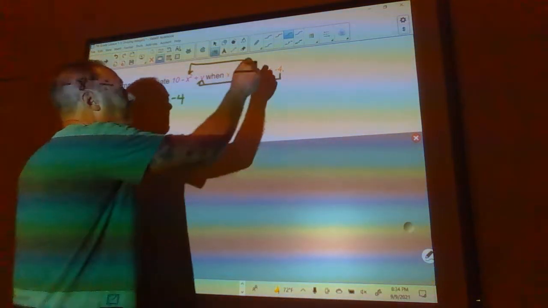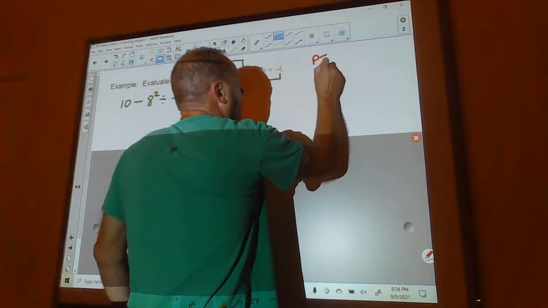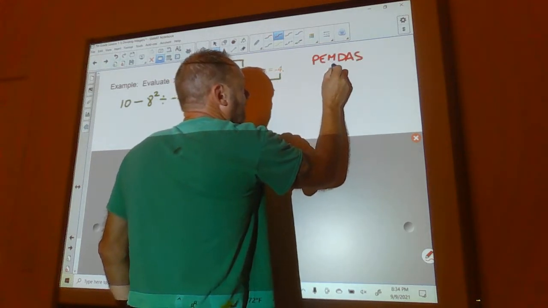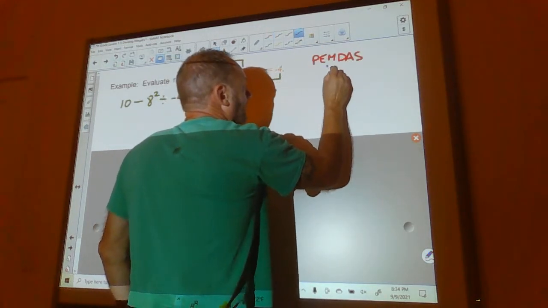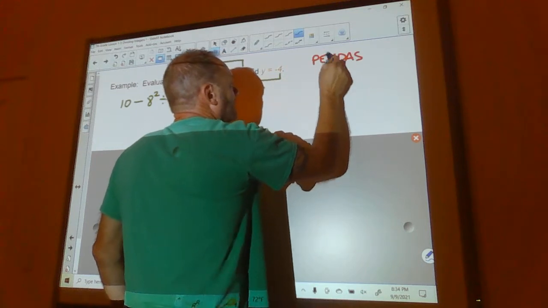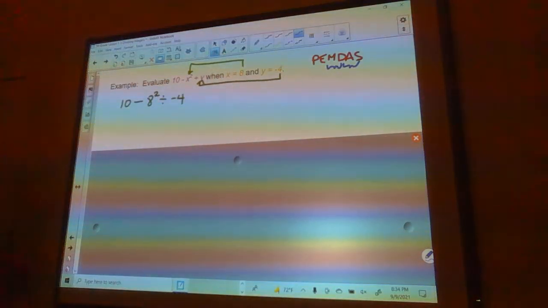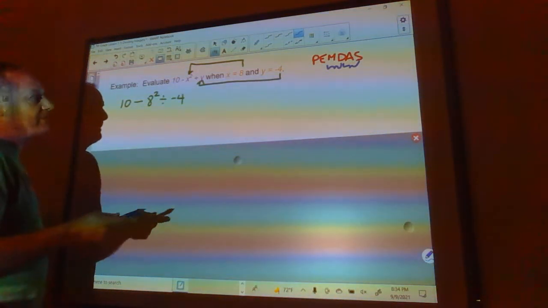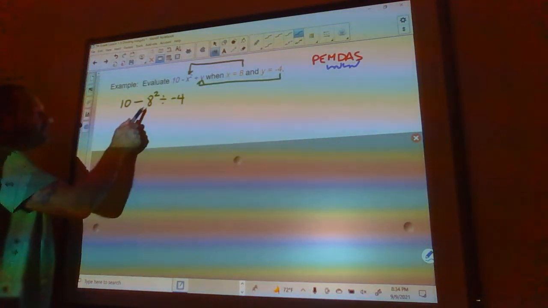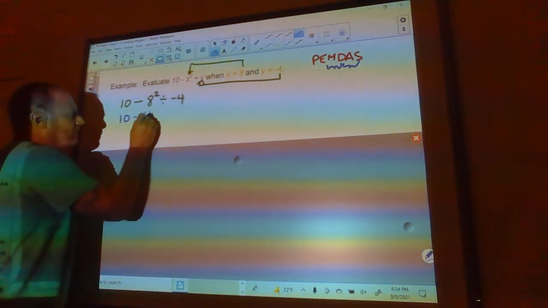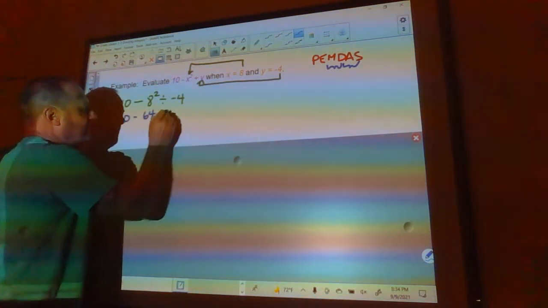So I'm going to go back and remember, hey, PEMDAS. Parentheses, exponents, multiplication, division, which by the way are done at the same time. Addition and subtraction, which are also done at the same time. So I don't have any parentheses, but I do have exponents, so I'm going to do that first. 10 minus 8 squared is 64, divided by negative 4.